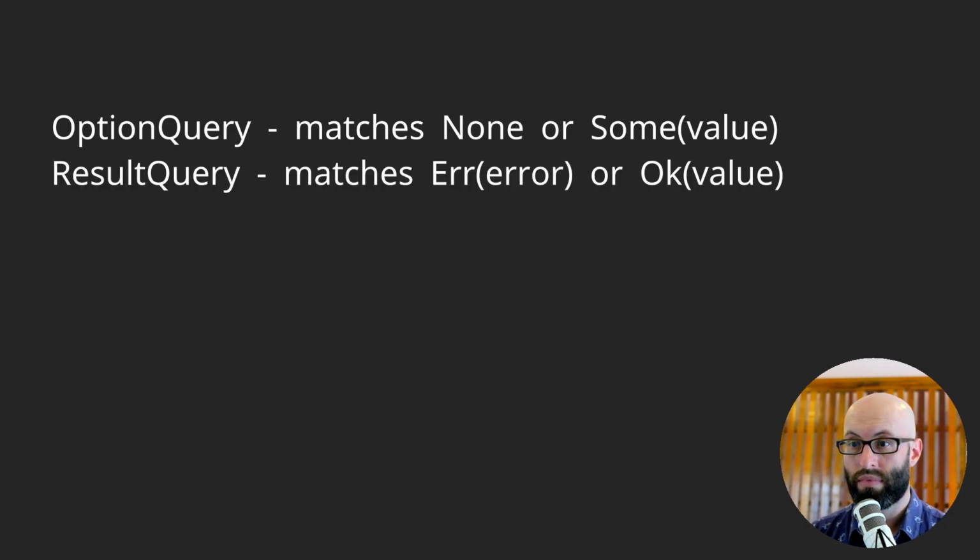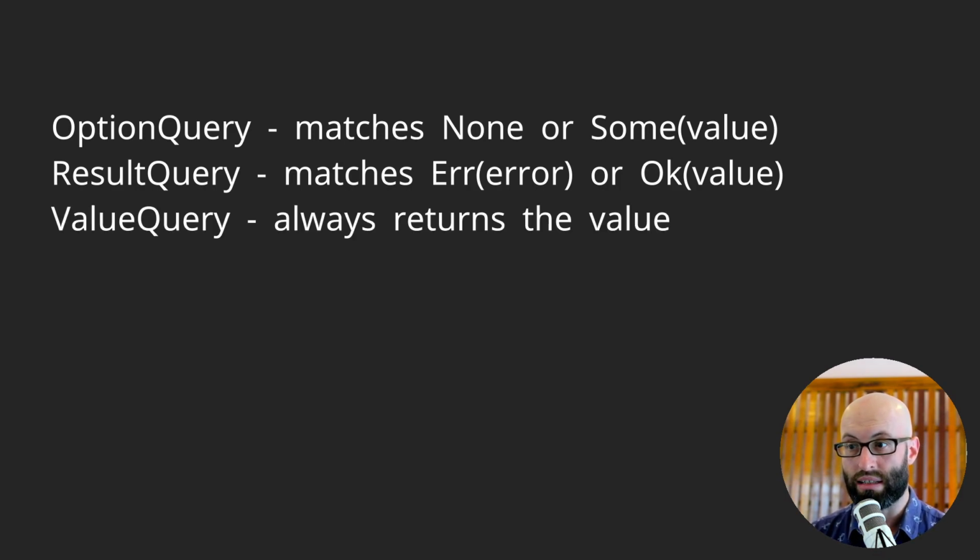Result query: return standard Rust type Result. If the storage item does not exist, this matches to Err. If it does exist, it returns Ok value. Value query: returns the value directly. If the storage item doesn't exist, the default value of the value's type will be returned.